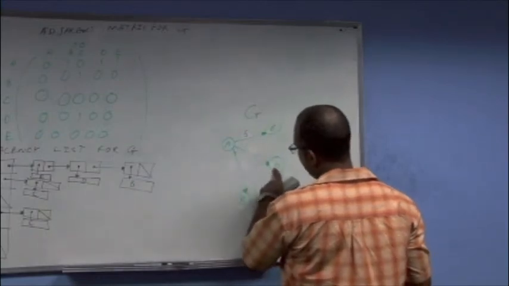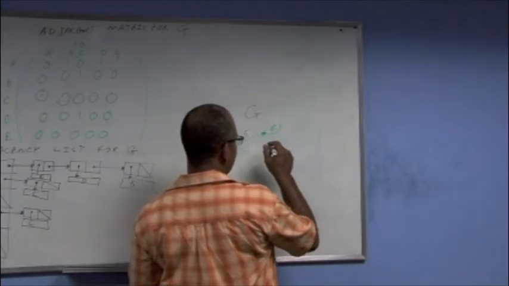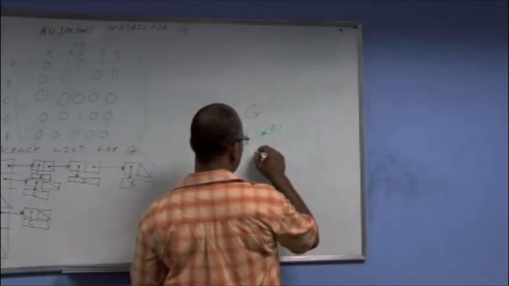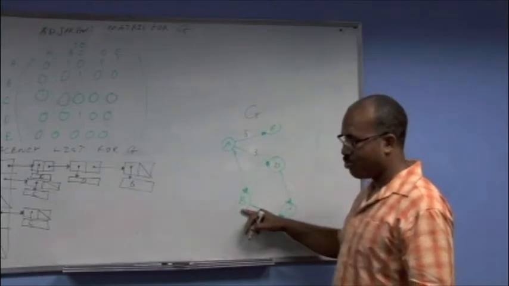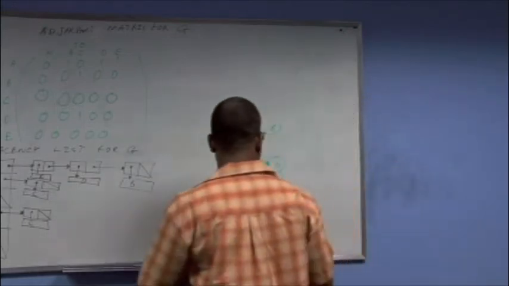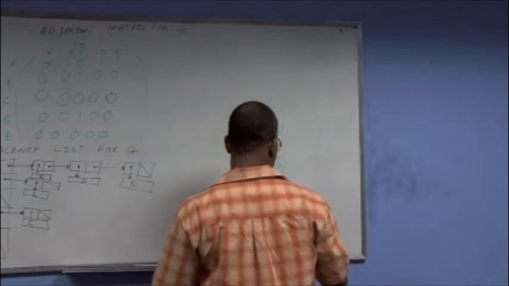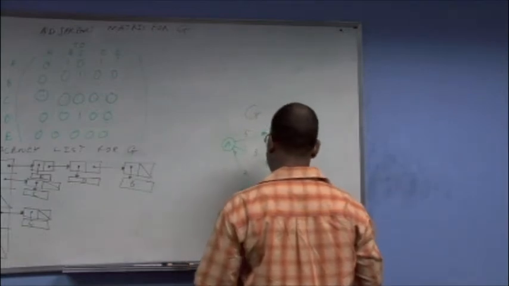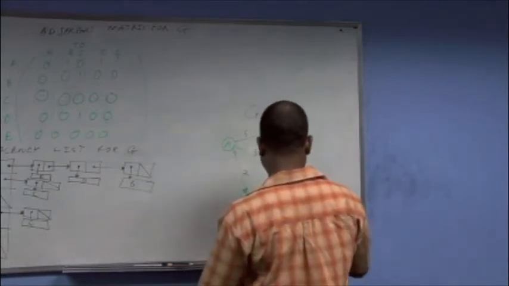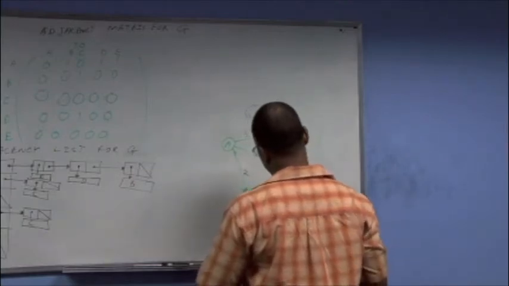Let's say this may be Liguanea. Let's say about 3 miles. Let's say this may be Mona, 2 miles. And let's say this may be Papine. About 1 mile here, 2 miles here.